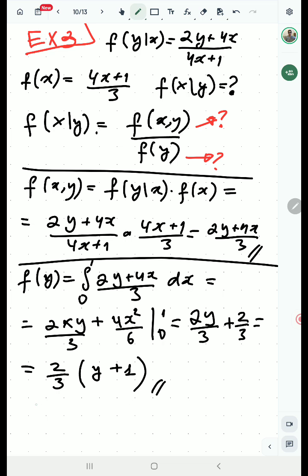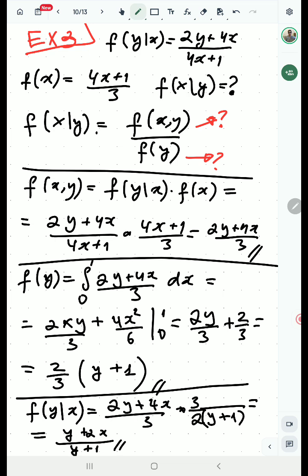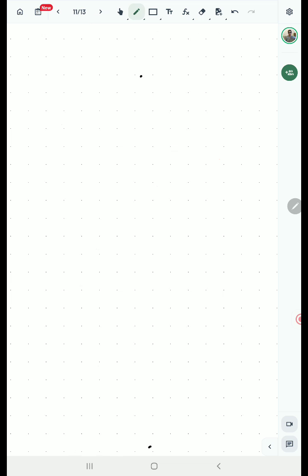Agree? So now let's determine x given y. We are ready to go because we know both pieces. We have to divide the joint PDF, which is 2y plus 4x over 3, by 2 over 3 times y plus 1, which becomes 3 over 2 times y plus 1. We can definitely simplify it. If you simplify, you will get y plus 2x divided by y plus 1. So example 3 is done. Now let's move to example 4.